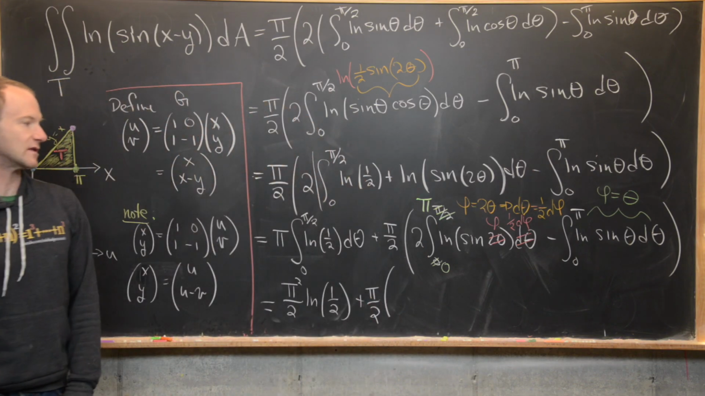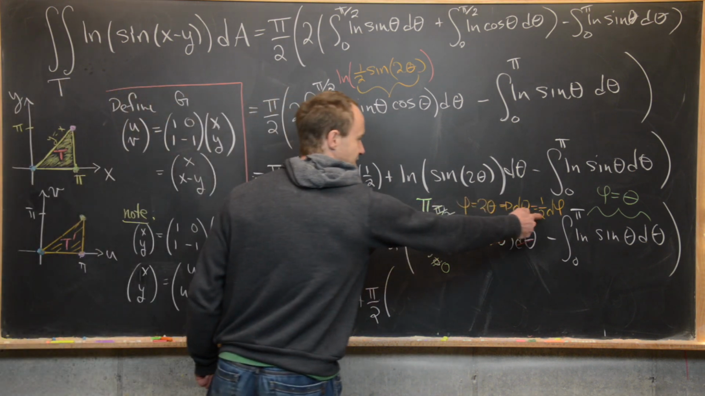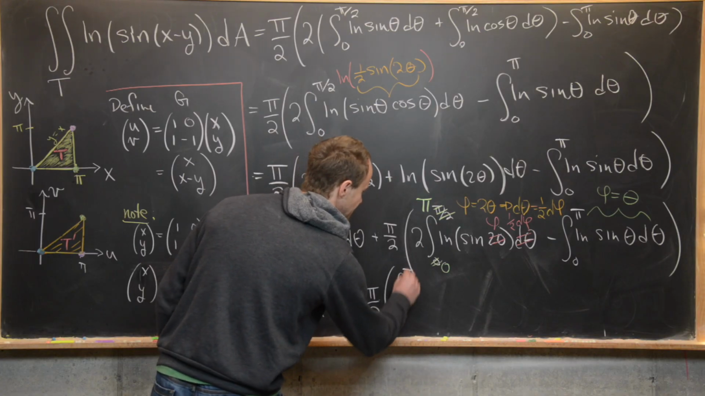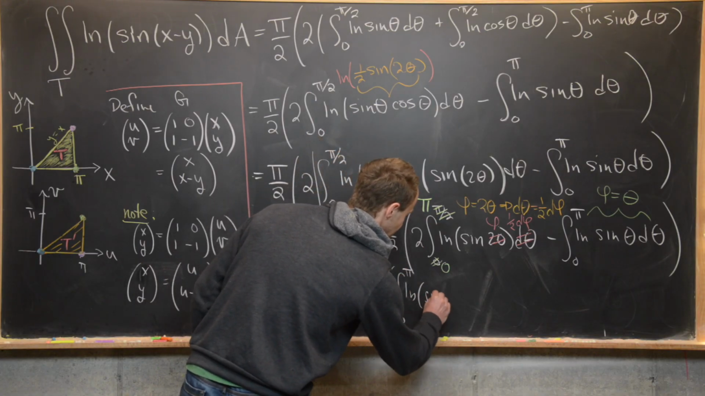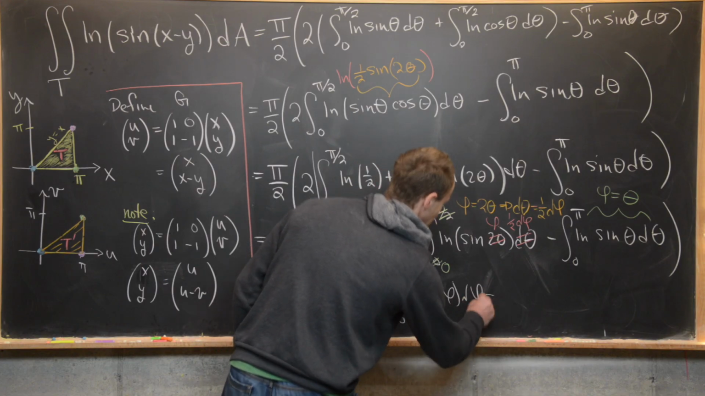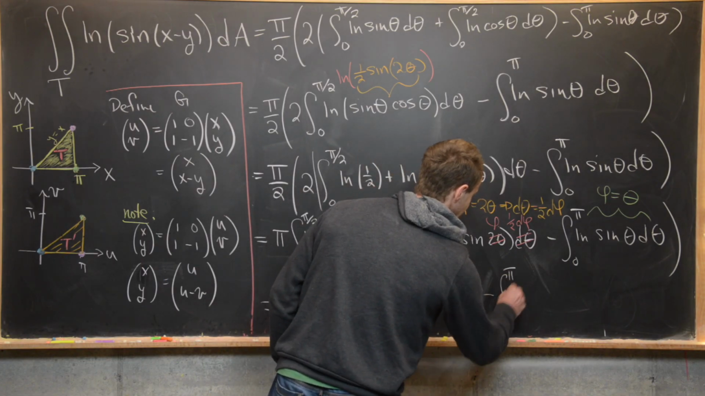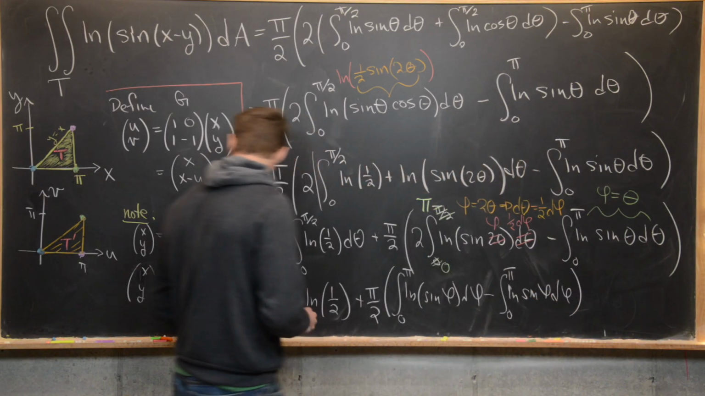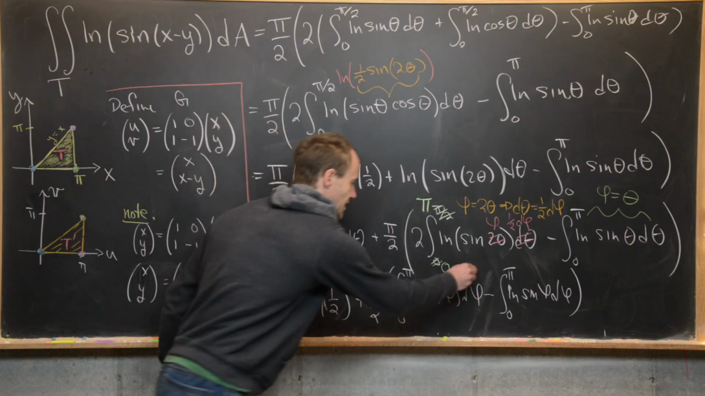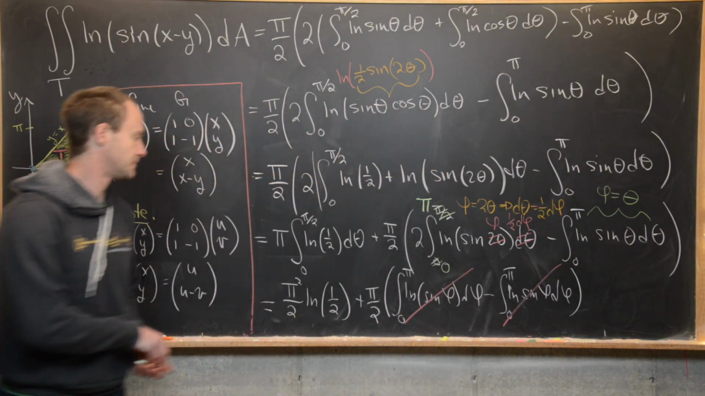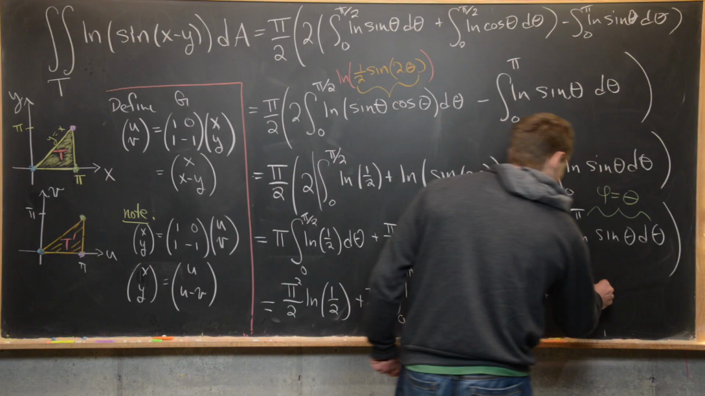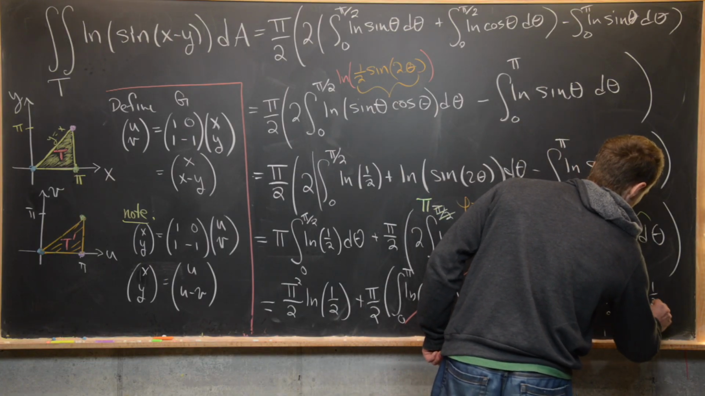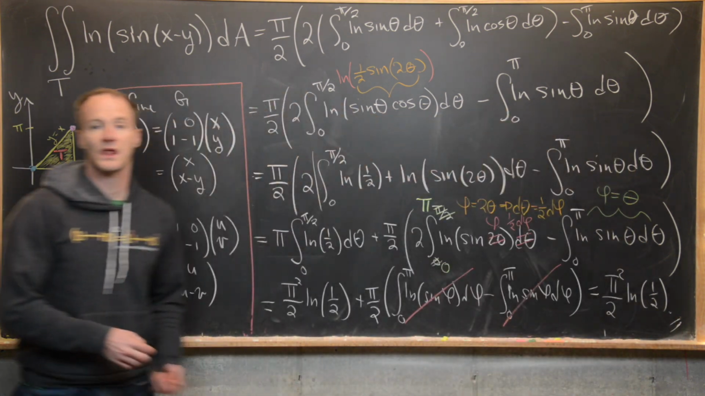And then let's see what we're left with. Notice this 1/2 will cancel this 2, and we'll be left with the integral from 0 to pi of natural log of sine of phi d phi minus the integral from 0 to pi of natural log of sine of phi d phi. But this one is going to cancel with this one, leaving us with our final value, which is pi squared over 2 times natural log of 1/2. And that's a good place to stop.